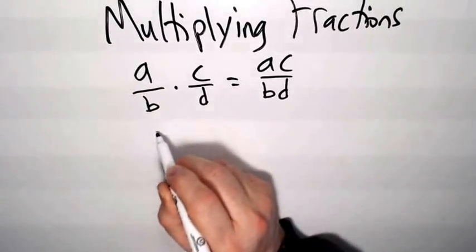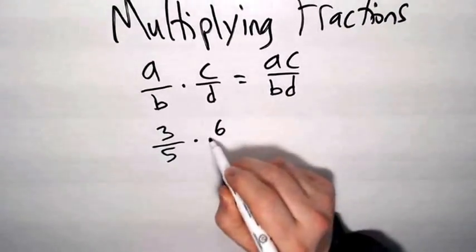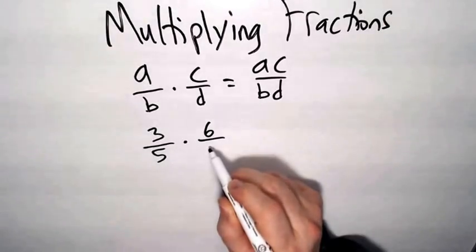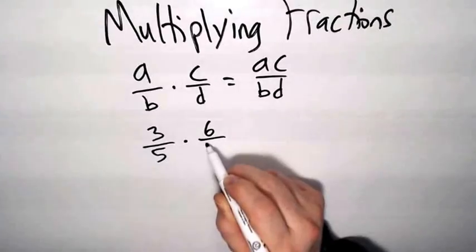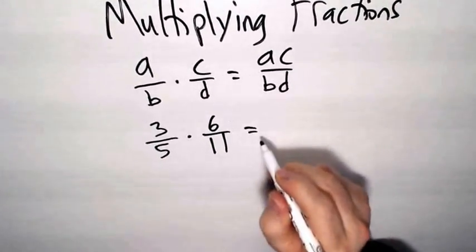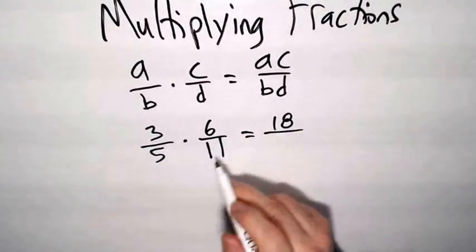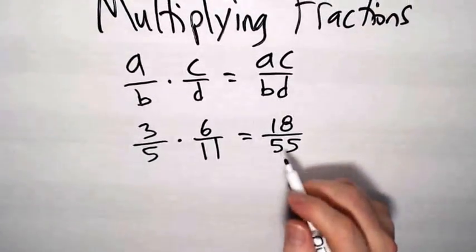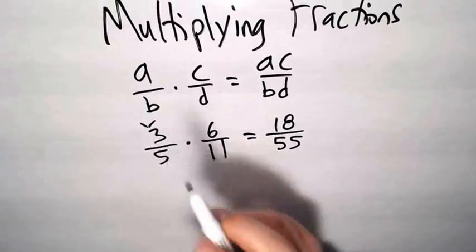Let's say we want to multiply 3/5 times 6/11. And so our rule says to multiply 3 by 6 and you get 18, and multiply 5 by 11 and get 55. Does this reduce? Well, no, because the 3 is composed of just 3.